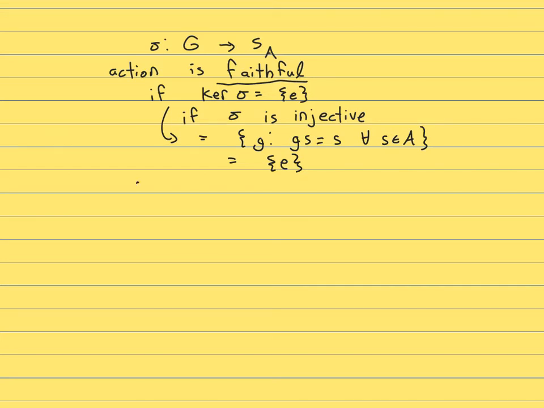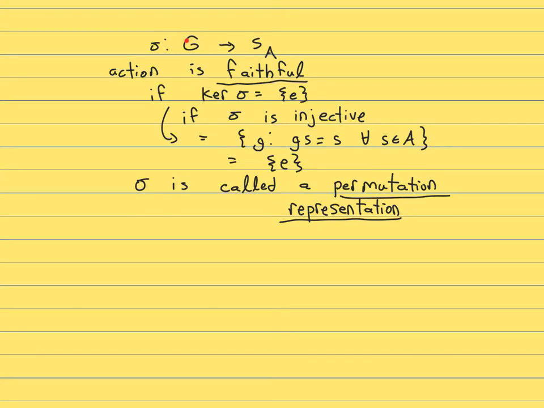When this happens, sigma is called a permutation representation. Why? Because you've just represented your group as a collection of permutations, with the group operation being composition. And in general, well, faithful representation. In general, this is always true. You call this a representation because you're representing your elements as permutations.